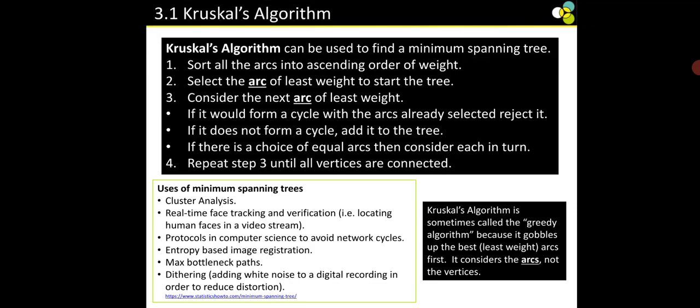Kruskal algorithm is for finding the minimum spanning tree. The first step of Kruskal algorithm is sorting all the edges in the ascending order of the weight. After that we select the edge which has the least weight. In the next step, we are going to select the next edge.